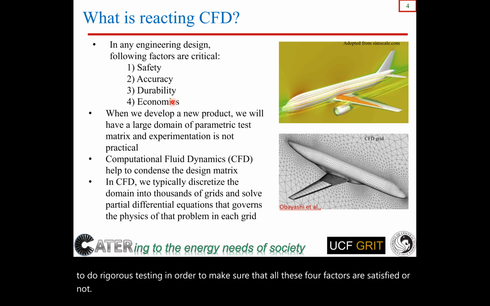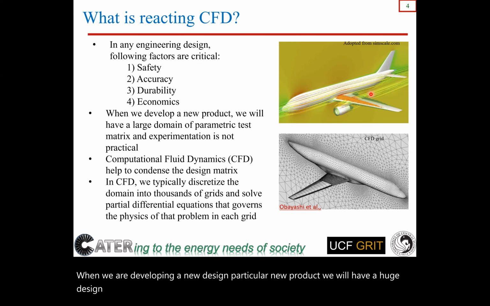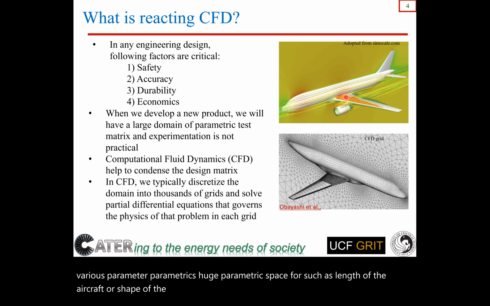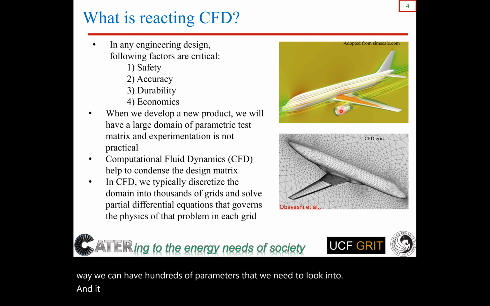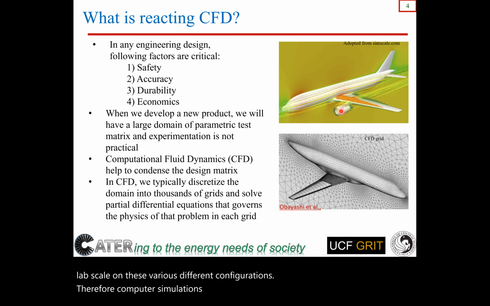When we are developing a new design, a new product, we will have a huge design space. For example, if I'm designing an aircraft, there can be a huge parametric space, such as length of the aircraft, or shape of the wings, and curvature on the wings, and the location of the engine. So in this way, we can have hundreds of parameters that we need to look into. And it is practically impossible to do experiments on a prototype or model, even in lab scale, on these various different configurations. Therefore, computer simulations play an important role in the initial design in order to eliminate unwanted design space.